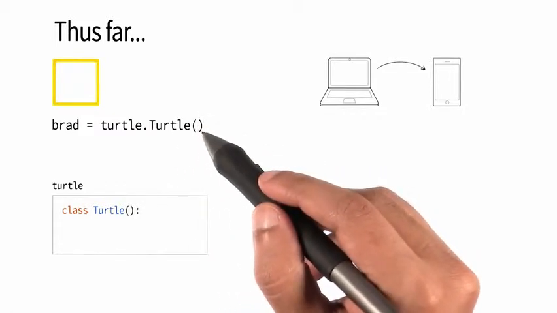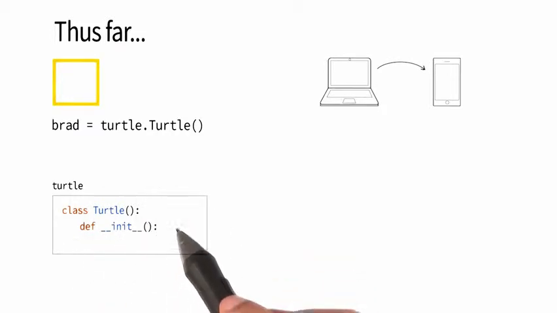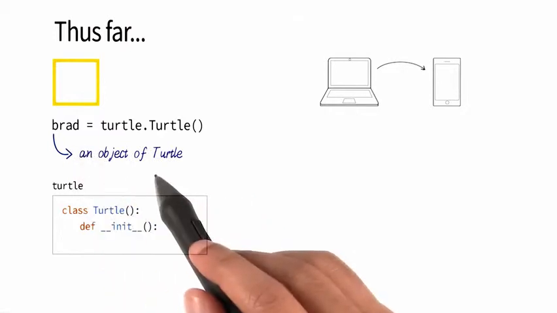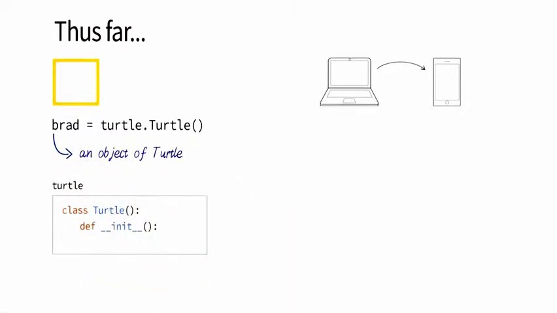what we're really doing behind the scenes is calling the init function defined inside the class. And what this function init does is that it initializes or creates space in memory for a new instance, which we called Brad. Brad is an object or instance of the class turtle. This instance Brad can then do things defined inside the class turtle, like move the turtle forward.